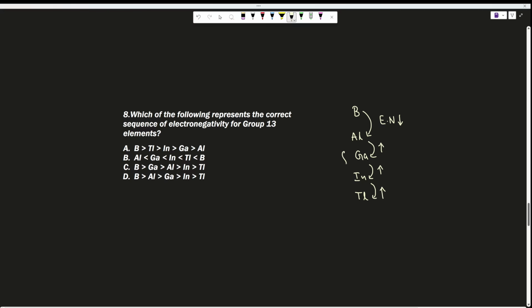So you know that in these you have d orbitals. In these you have filled d and f orbitals. Okay.